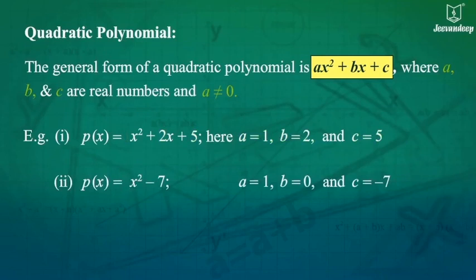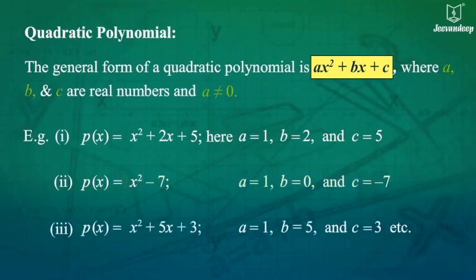P of x equals x square minus 7, where a equals 1, b equals 0 and c equals minus 7. P of x equals x square plus 5x plus 3, where a equals 1, b equals 5 and c equals 3, etc.